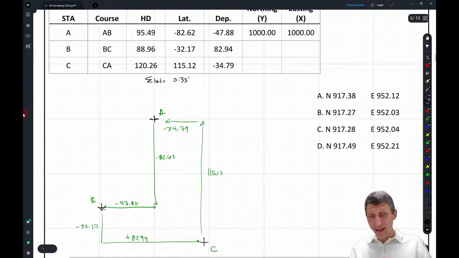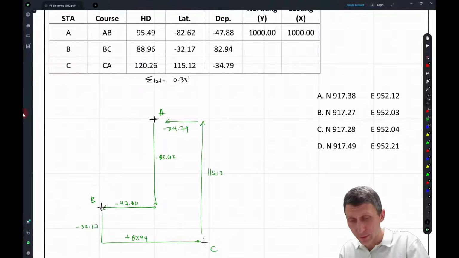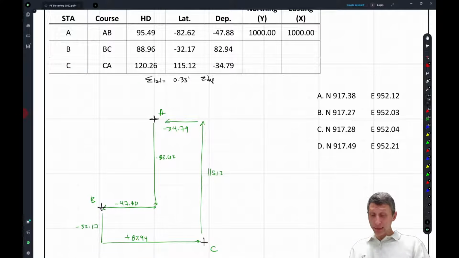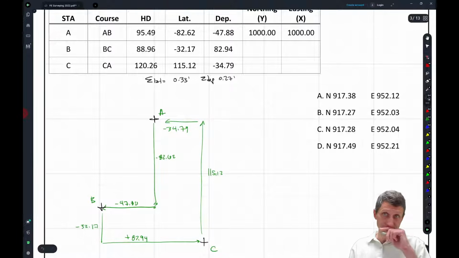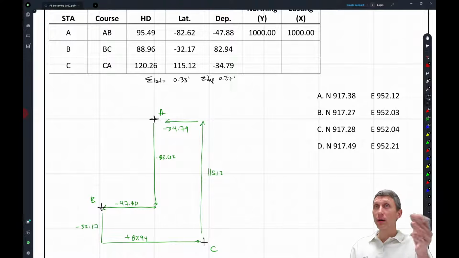So what we're going to do next is the same thing with the departures. I'm going to sum these departures up, and let's see what we get. So I get minus 47.88 plus 82.94 plus negative 34.79, and I get 0.27 feet. Okay. So the question is, how do we split this up?